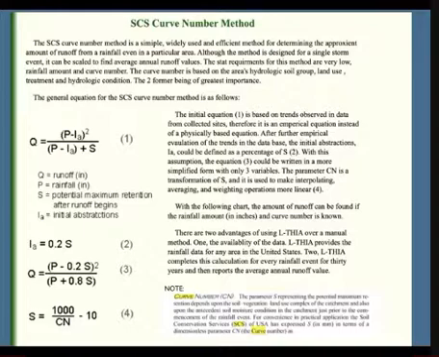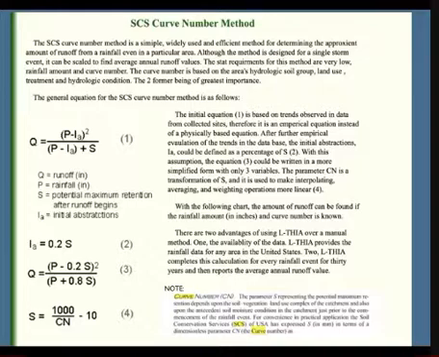The general equation for the SCS curve number method is as follows: Q equals (P minus IA) squared over (P minus IA plus S), where Q equals runoff, P equals rainfall, S equals potential maximum retention after runoff begins, and IA equals initial abstractions. The initial equation is based on trends observed in data from collected sites. Therefore, it is an empirical equation instead of a physically based equation. After further empirical evaluation of the trends in the database, the initial abstraction IA could be defined as a percentage of S. With this assumption, the equation could be written in a more simplified form with only two variables.